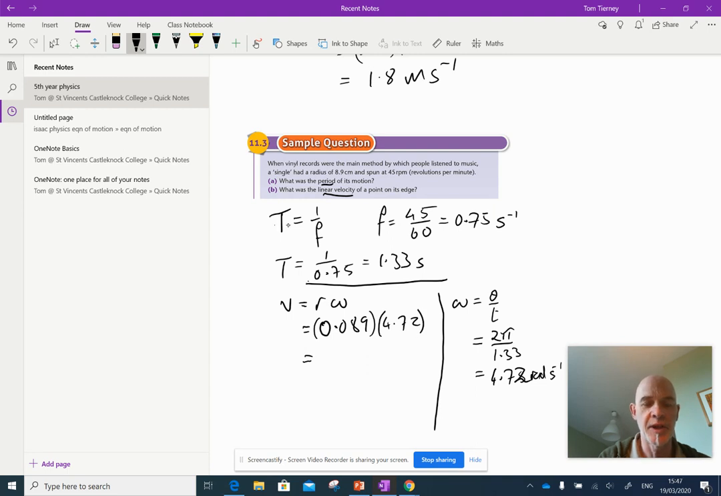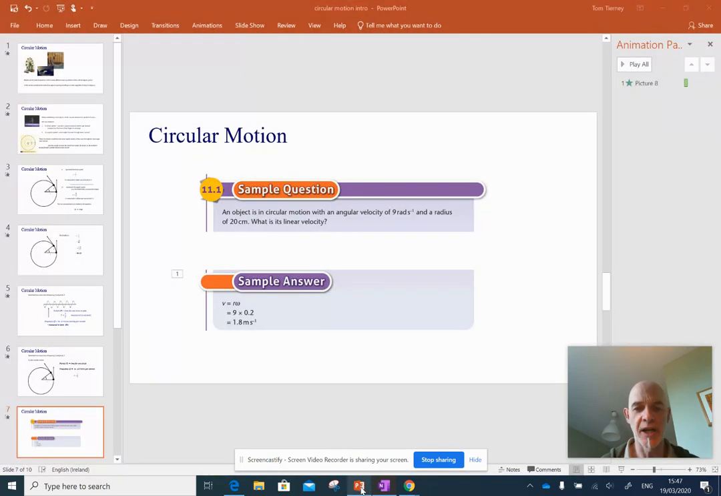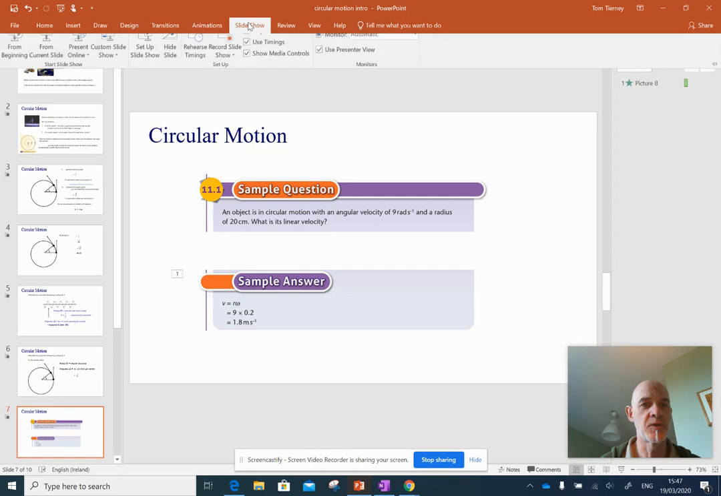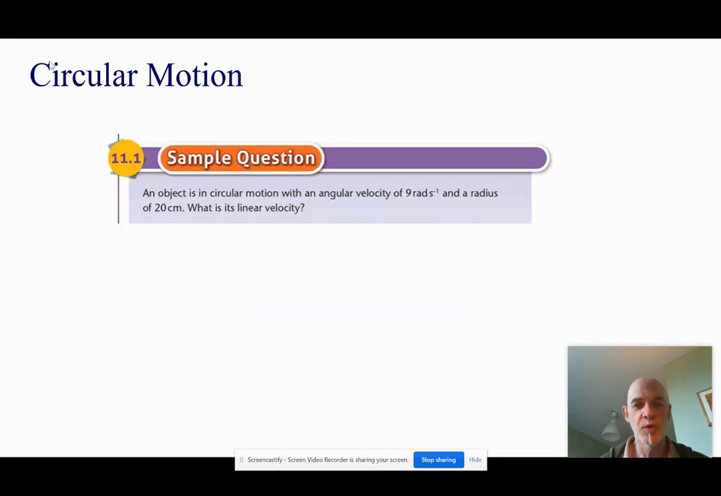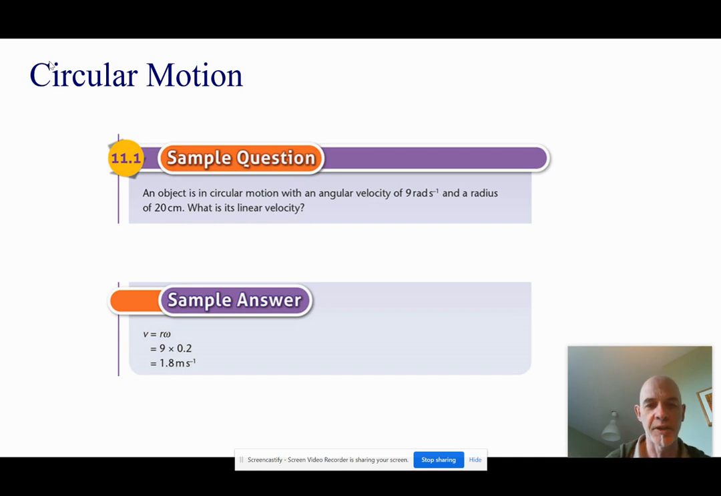4.72 is now omega, multiplied by the radius 0.089, gives me 0.42 meters per second. Let's go back into PowerPoint and have a look at those again, more neatly printed. So linear velocity, always start with the formula V equals R omega. You have R and omega, sub in, 1.8 meters per second.